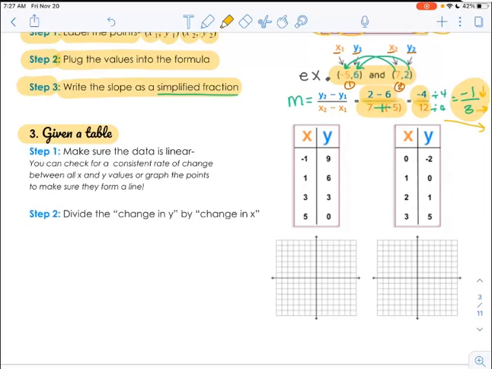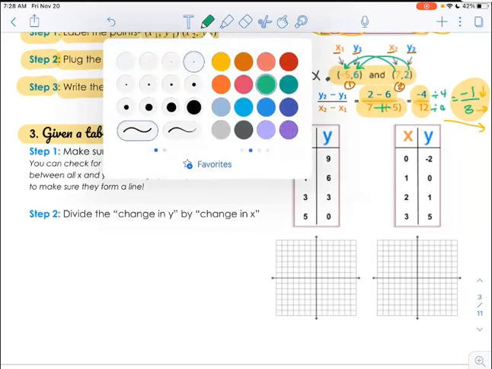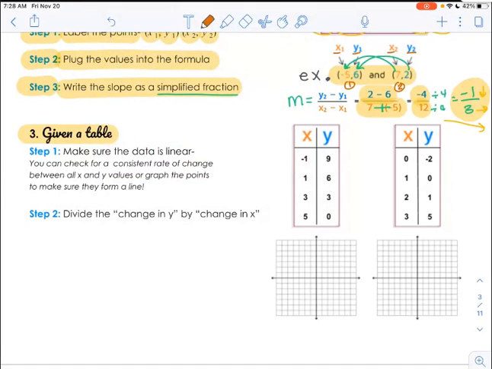So when I talk about a table, what I mean is a table of values. For example, what you see over here. We have x and y, and then we have different values. These values represent coordinates. So for example, we have -1, 9. That's actually a coordinate at -1, 9 that you could graph. And all of these are coordinates. So if we're given a table, we're going to take a look at these steps.